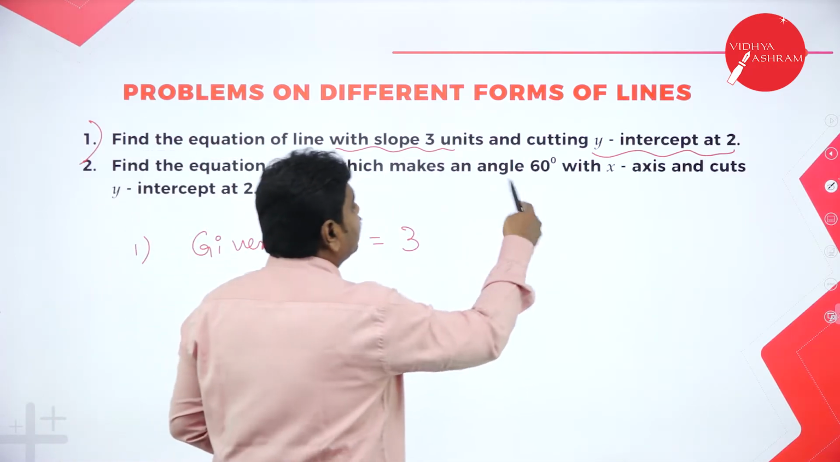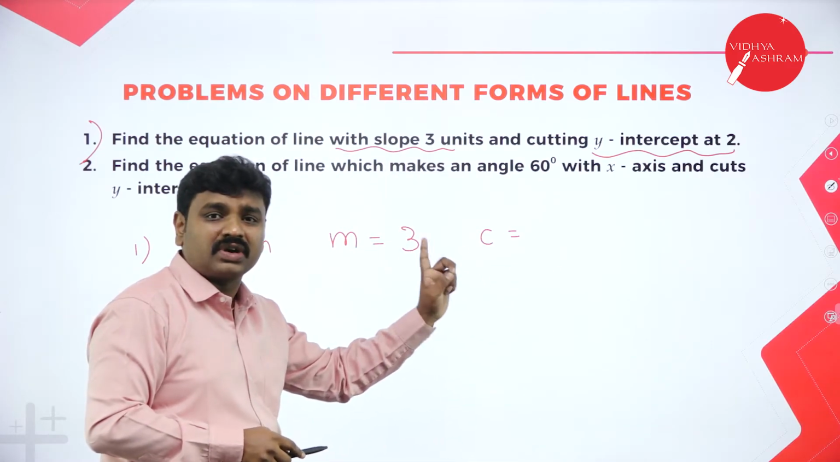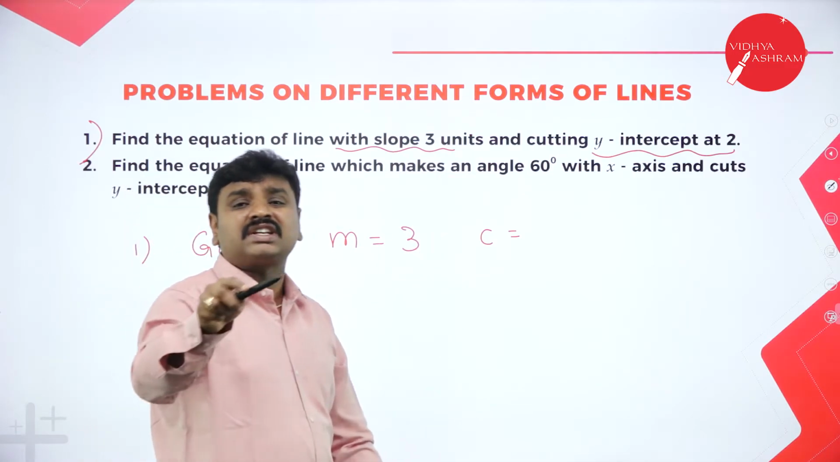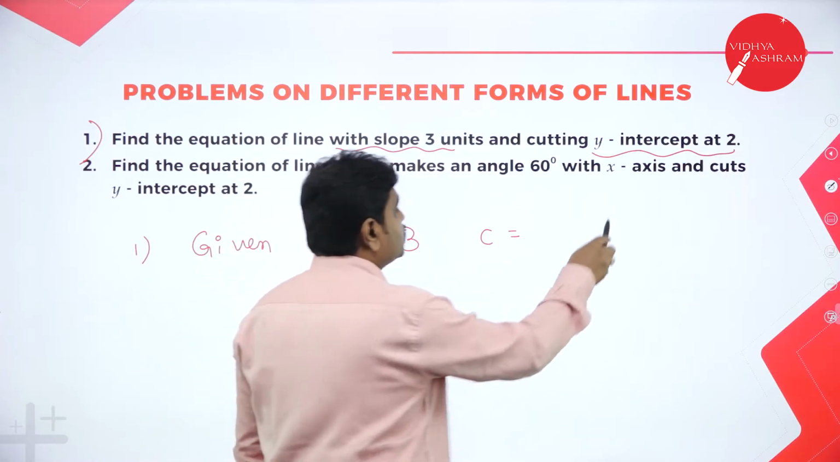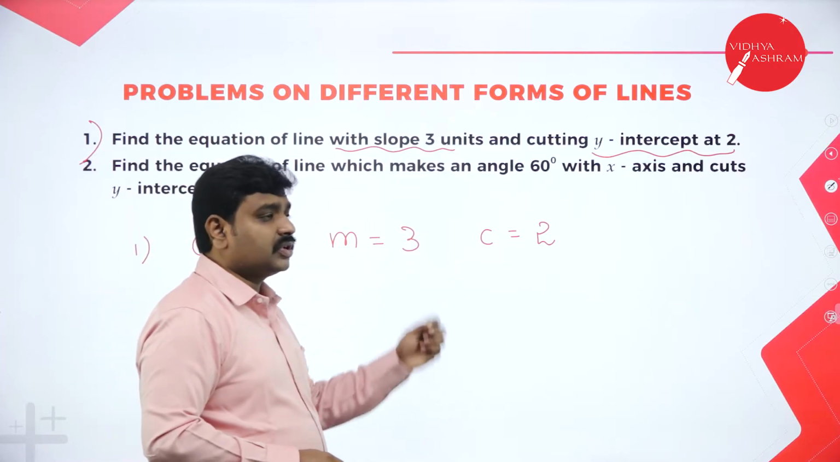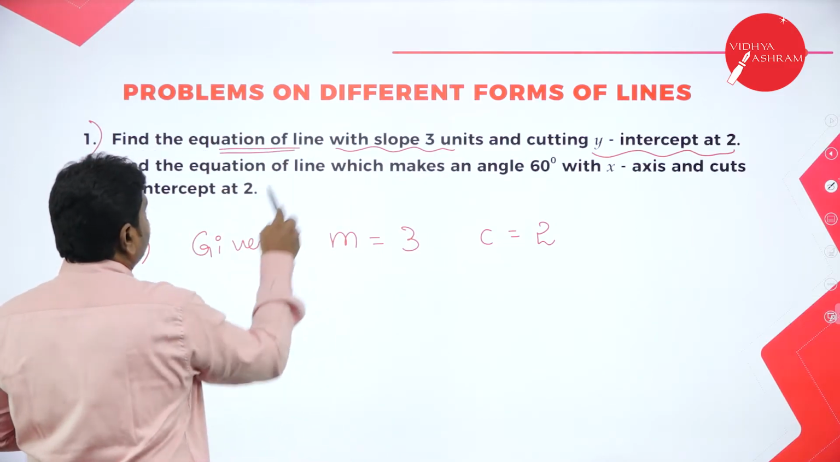And cutting y-intercept means c. Letter c stands for y-intercept. From now onwards, in the straight lines chapter, letter c stands for y-intercept. What is meant by y-intercept? Y-intercept means the point where the line cuts the y-axis. So y-intercept is 2. Now you have slope, you have y-intercept. They want you to find the equation of line.